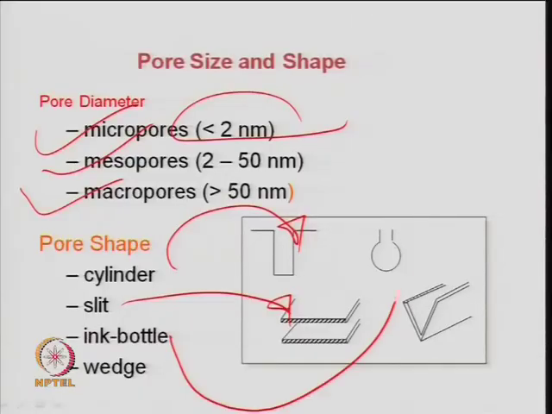It can be a slit type like this, as in alumina, which mainly has a lamellar or slit type structure. It can be an ink bottle type like this, and it can be a wedge type structure, again in most of the siliceous materials, like calcium silicates. They can have either this type or that type of structure.